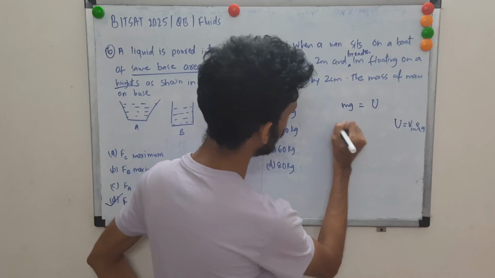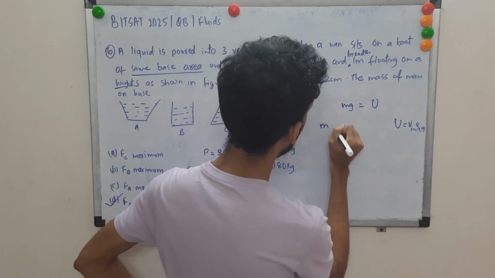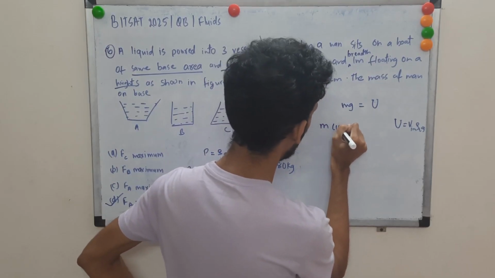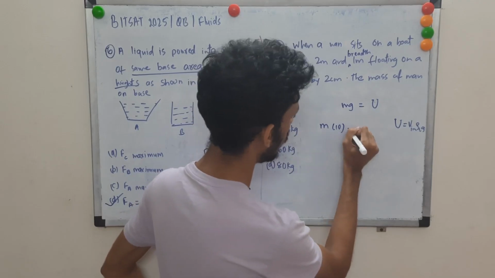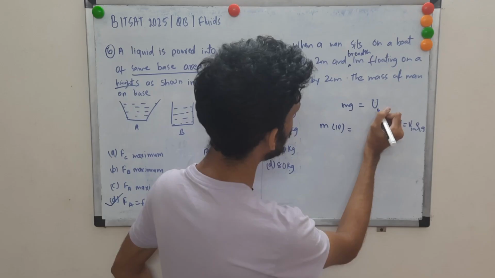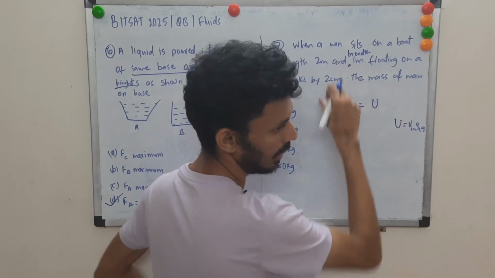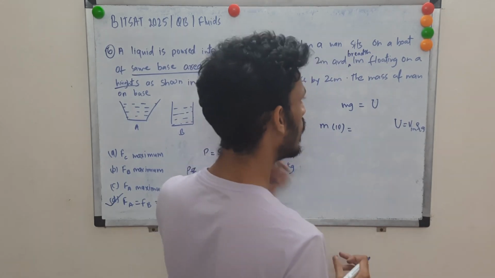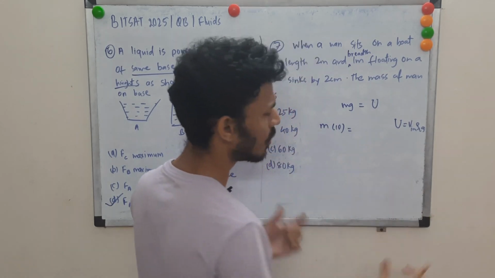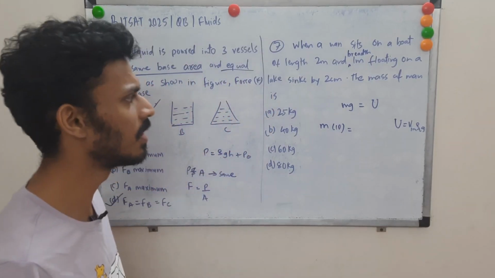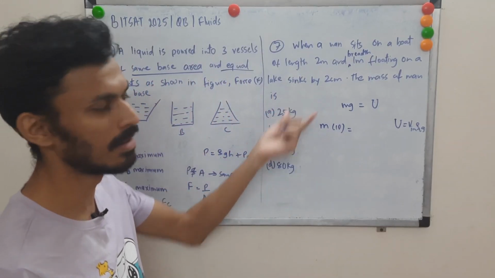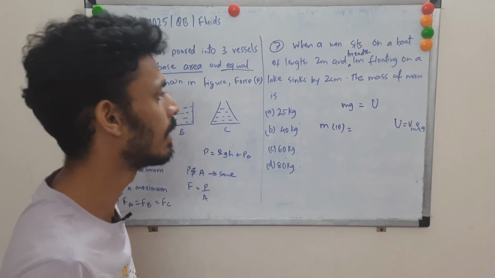So mg is now m, which we are supposed to find. g we will take as 10. The difference is small. So here u is the volume immersed. Now volume you can find from length, breadth, and this is the height, right? This is the amount that it is immersed. Initially, of course, the boat had its own mass, but we are only looking at the new amount that it has sunk, right?